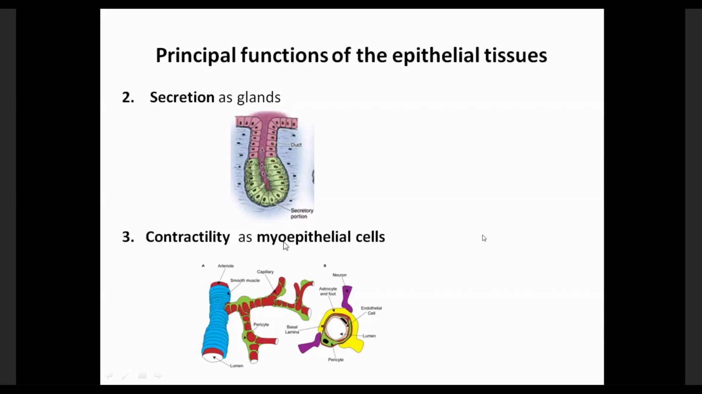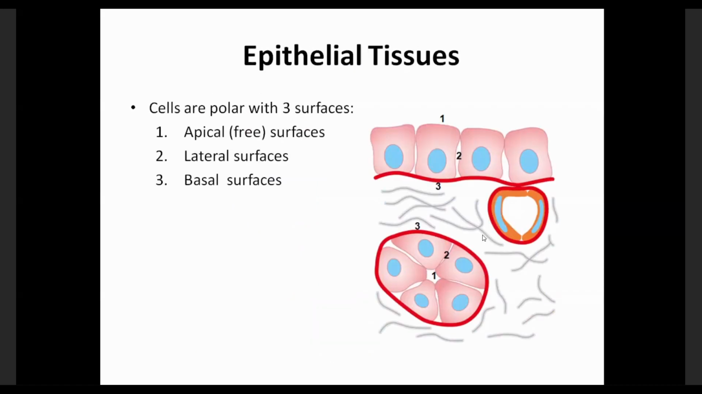So you see, epithelial tissue has three broad categories. One is lining or covering, second is secretion, third is contractility. Now let's look at the characteristics of the cells which make them able to carry out such listed functions.